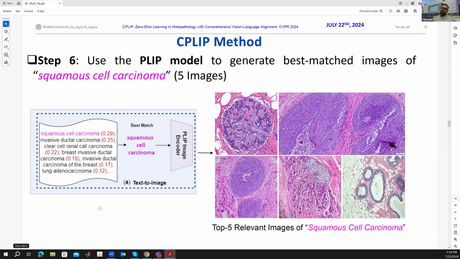are in front of you. So you can see that the visual embeddings of these images match perfectly with the embedding of the best match word, squamous cell carcinoma.